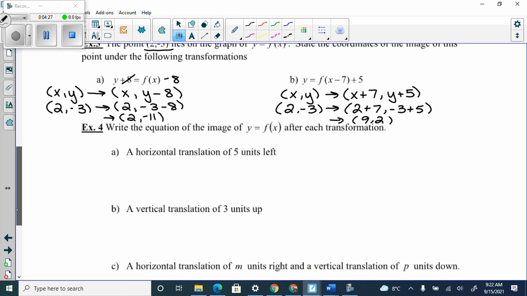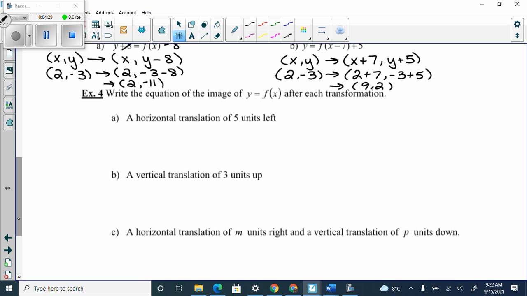So for example 4, I'm giving you an equation y equals f of x after each transformation. So you're going to have to give me, these are not embedded together. It's not like this one, then this one, then this one. This one just has 5 left. So give me a new equation. This one is just vertical translation 3 up. Give me a new equation. This one is m right and p down. Okay? So come up with the 3 equations using this as your original function.